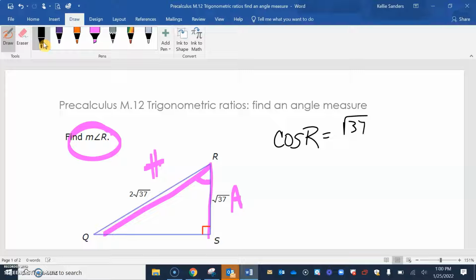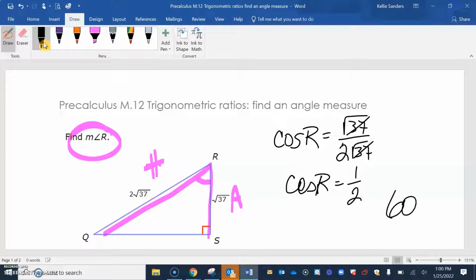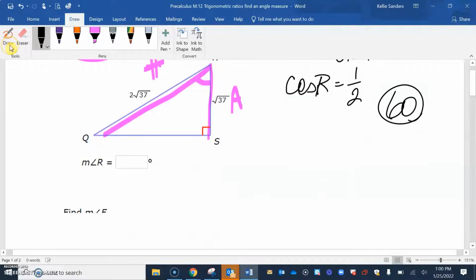So square root of 37 over 2 square root of 37. And those will cancel out, but 2 is still left on bottom. So cosine R equals 1/2. And this is asking what angle makes 1/2 of cosine, and that's going to be 60. So cosine 60 is 1/2.